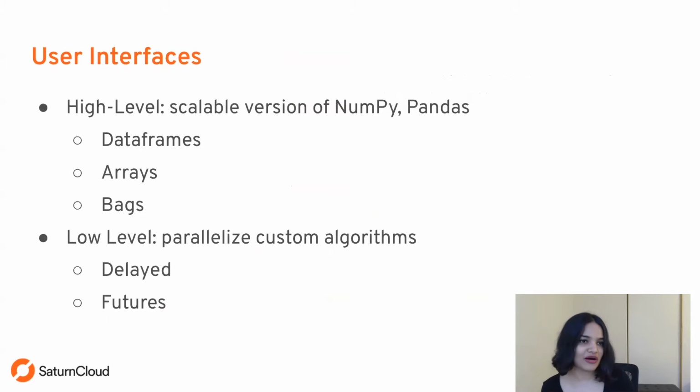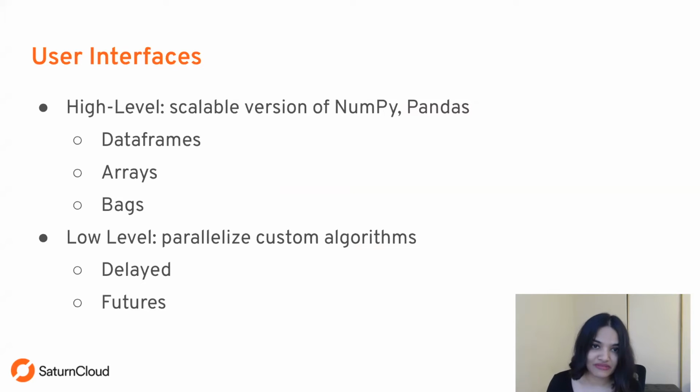So now let's talk about user interfaces of Dask. Dask has got two kinds of user interfaces, a high-level interface and a low-level interface. Now, the high-level interface can be thought of like a scalable version of NumPy and Pandas. So the standard interface remains the same. Saying that means that the syntax you would be using is more or less the same. But under the hood, things are different. Dask would be using parallel computing. So your computations will be much faster.